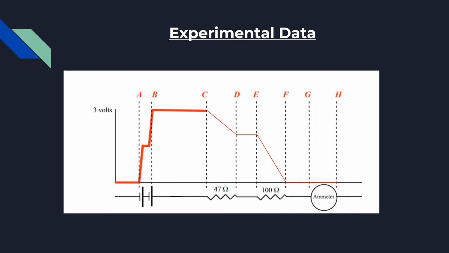Similarly, measuring the volts at different points, we can ideally predict that at the first resistor, with 47 ohms, the volts reduce by 0.96 volts, and at the second resistor by 2.04 volts, resulting in net zero for the rest of the circuit.